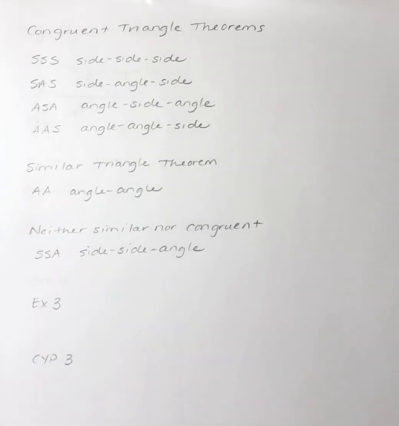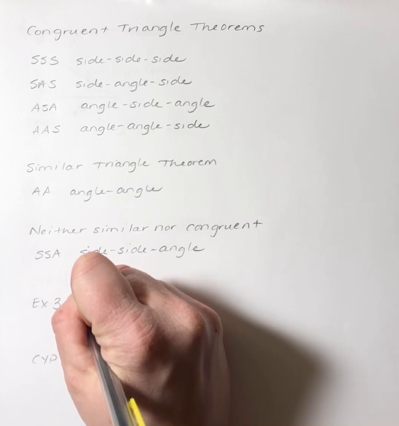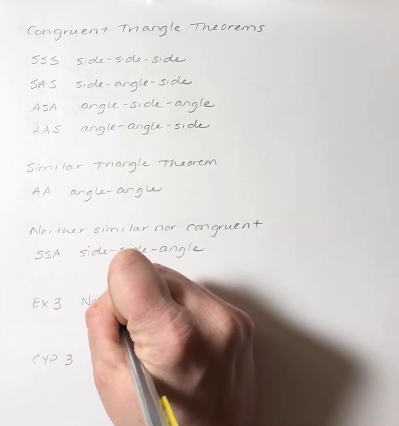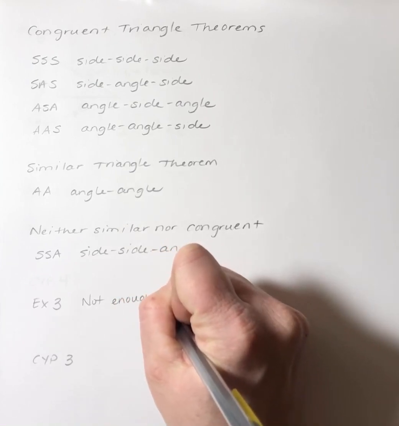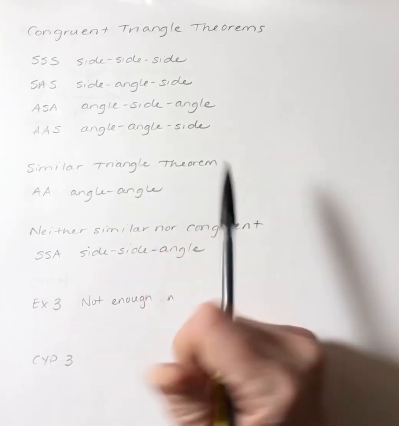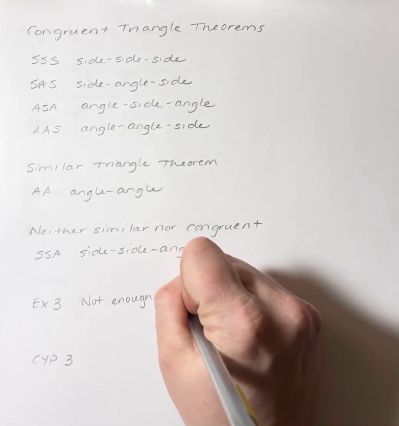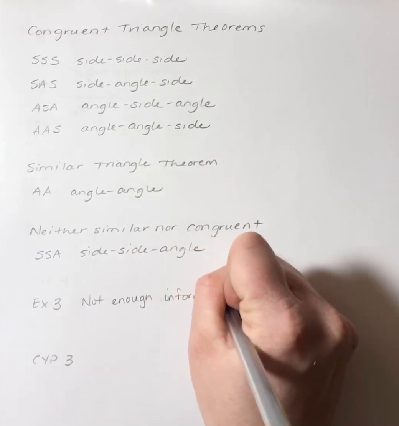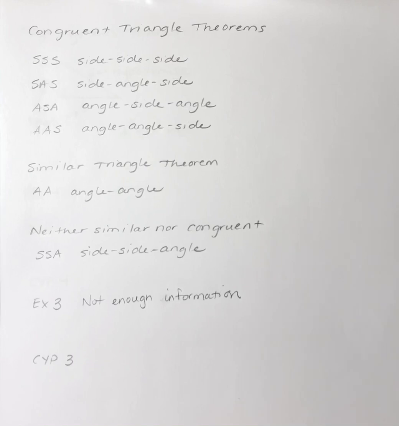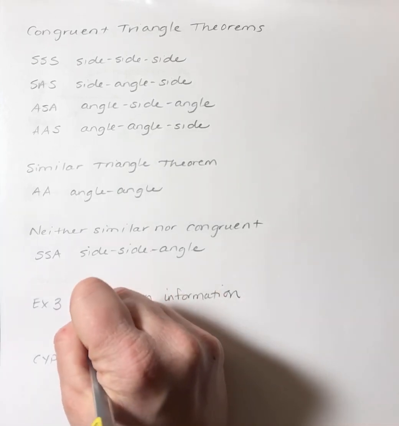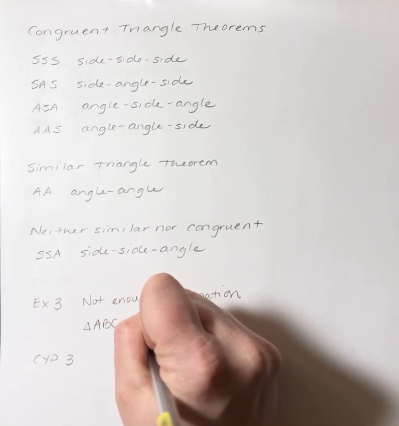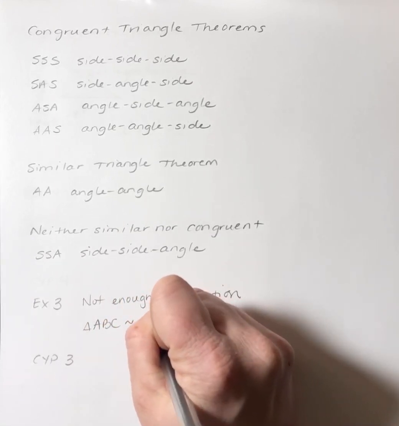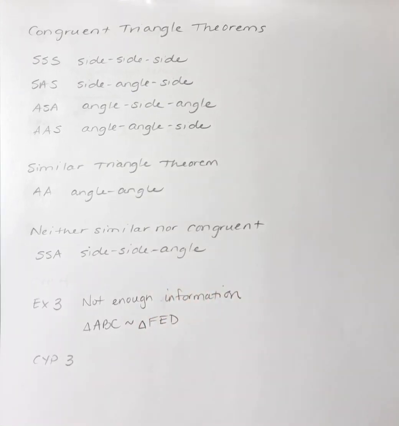So for example 3, you could say that there's not enough information, and we can say that triangle ABC is similar to triangle FED. Okay, so they're similar, but they're not congruent.